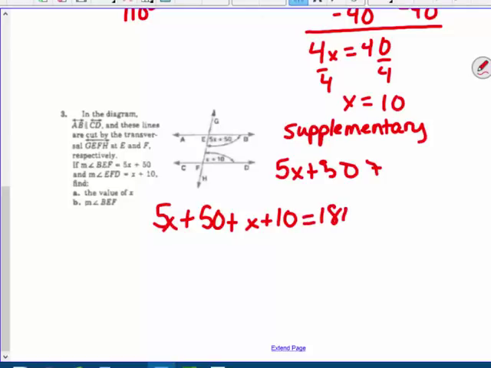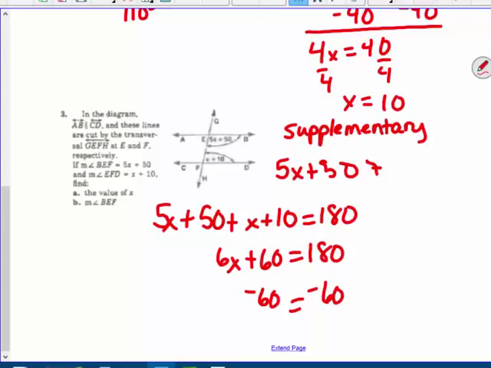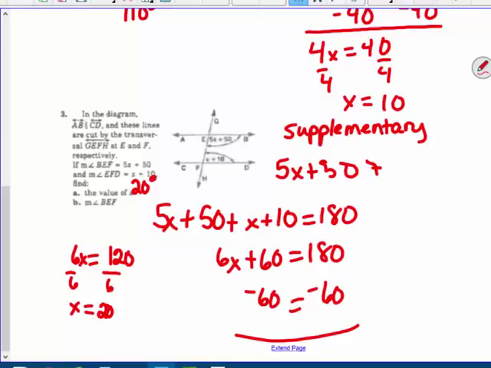Equals 180. So you get 6x plus 60 equals 180. Subtracting 60. So 6x equals 120. Divide by 6, divide by 6. My x equals 20 degrees. So the value of x is 20 degrees. And the measure of BEF, 5 times 20 plus 50, is 150 degrees.